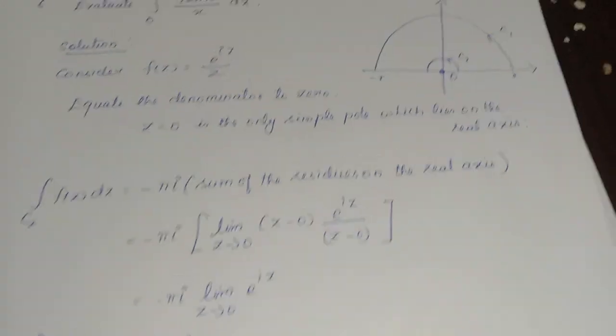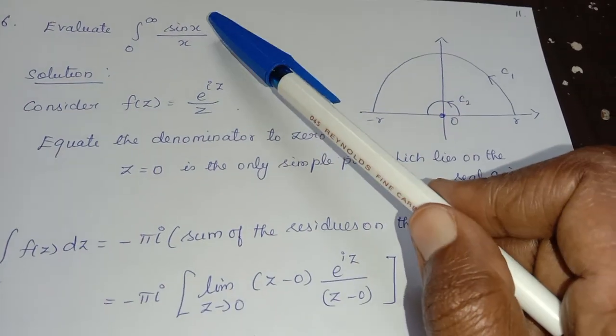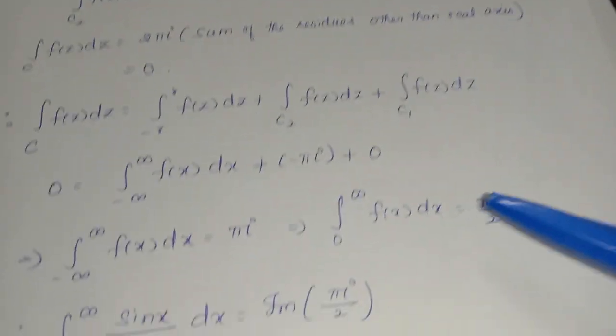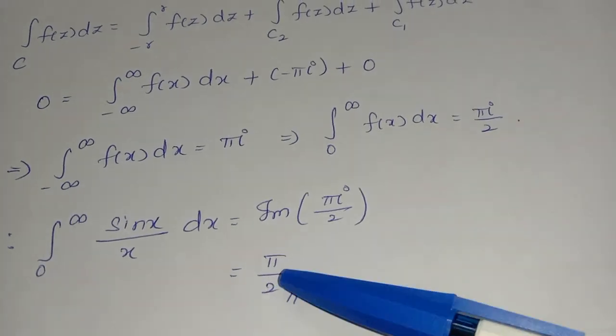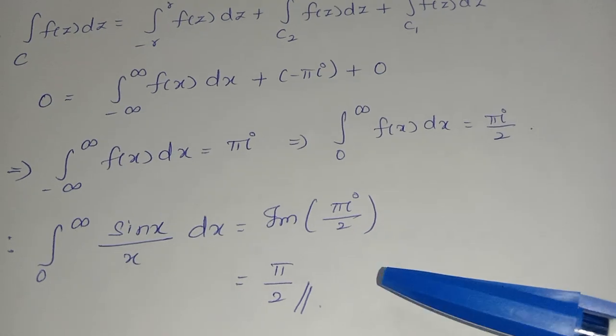But what is the actual problem? Sin x by x. Sin x means you have to take only the imaginary part of the answer. So what is the imaginary part here? Only pi by 2. So pi by 2. Okay, right. That's all. Thank you.